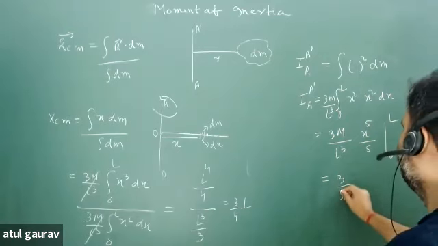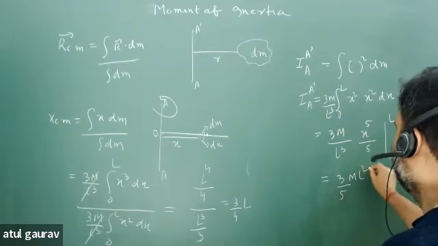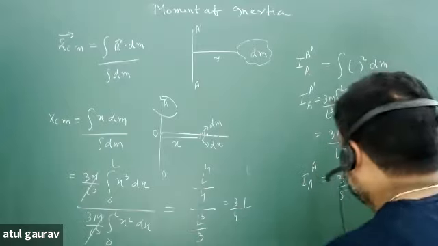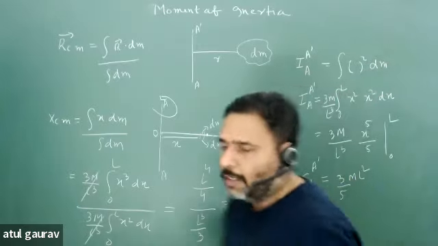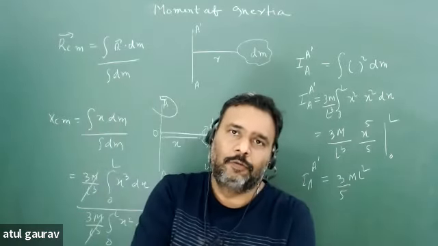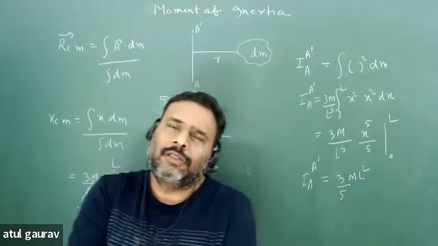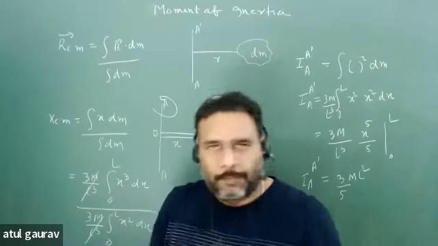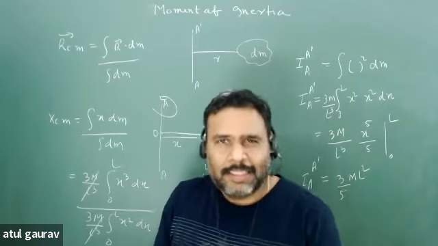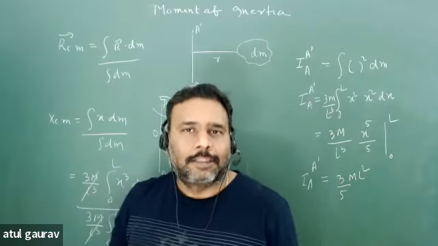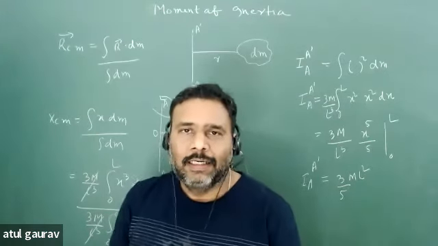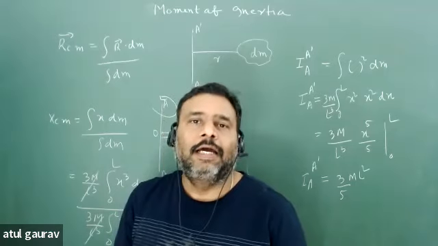3 by 5 m L square. So this is your moment of inertia about a dash. So you can see how we can use the basic definition, right? How can we use the basic definition? But actually you can solve every problem from this particular method, every problem. Don't worry. But if you have some theory, then you have to use that type of theory, and you can easily calculate the thing in a very efficient manner.